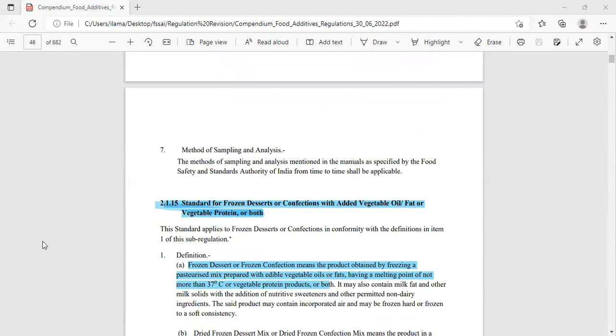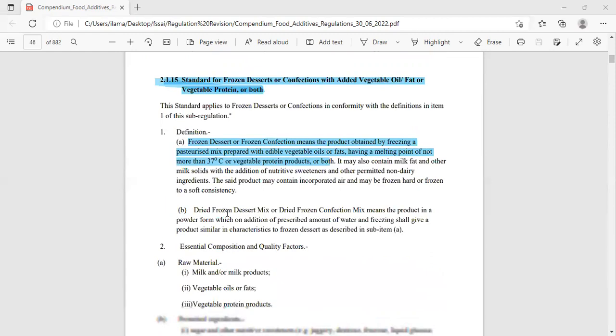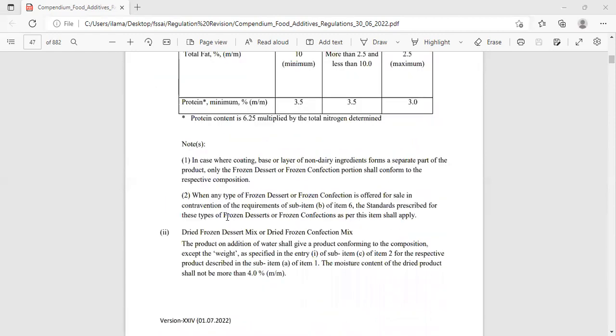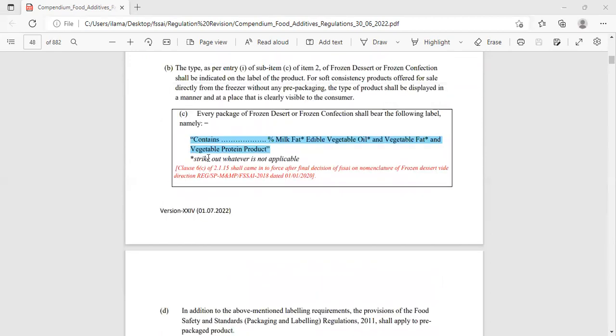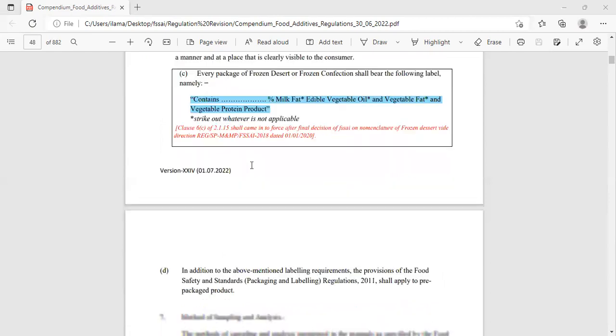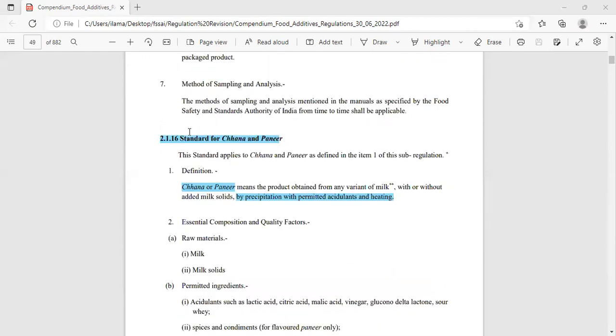And then actually ice cream is different from frozen dessert. In frozen dessert, we will use edible vegetable oil sources. So know the difference between frozen dessert and ice cream. And go through it, like we have to mention in frozen dessert what percentage of edible vegetable oil we are using. And then channa.